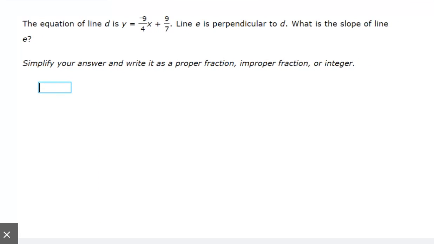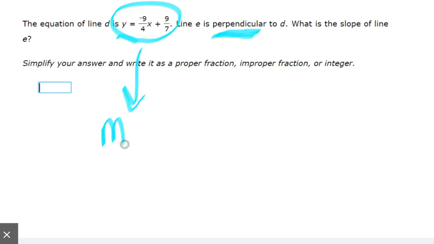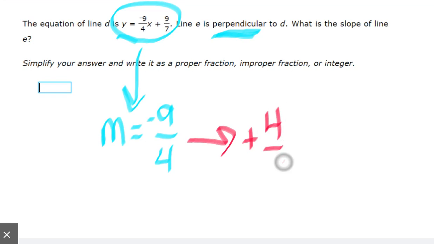Okay, so this one says the equation of line D is this, and line E is perpendicular to D. What is the slope of line E? Okay, so the first thing we have to do is identify the slope in this equation, which is negative 9 over 4. Now to find the slope perpendicular to it, we're just going to change the sign and flip it. So this is what we get. We're going to change the negative to a positive, and then we're going to flip it. So for our answer here, we would just put 4/9.